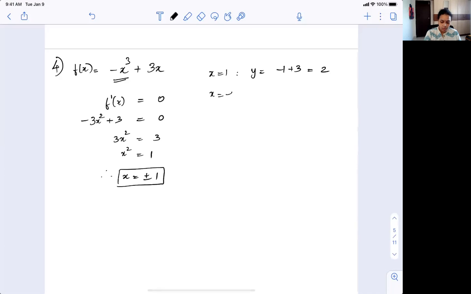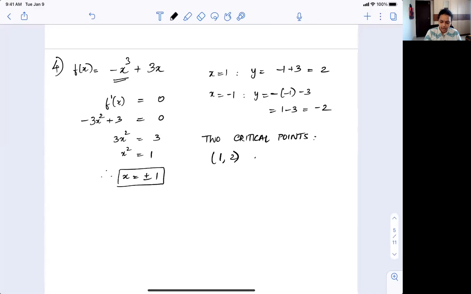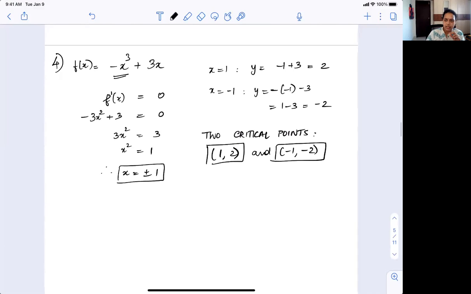And when x is minus 1, we have y is minus of minus 1 minus 3. So we have 1 minus 3 equal to minus 2. So we have two critical points. When x is 1, y is 2. And when x is minus 1, y is minus 2. So far, so good. Fairly straightforward. We've just found out what the critical points are.